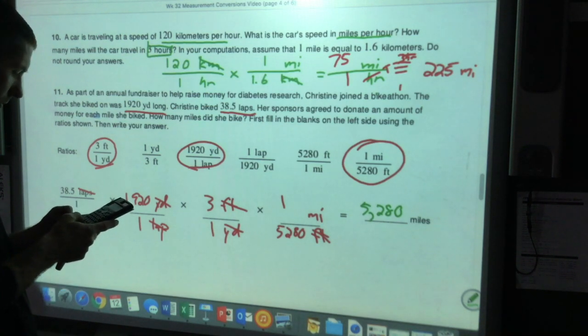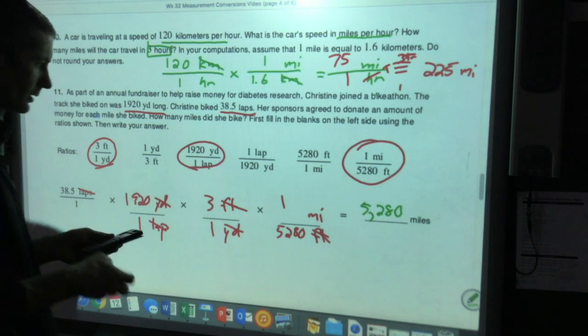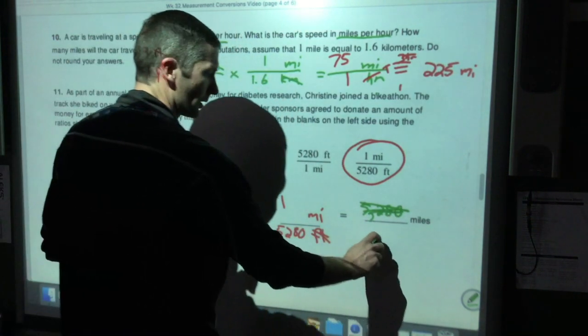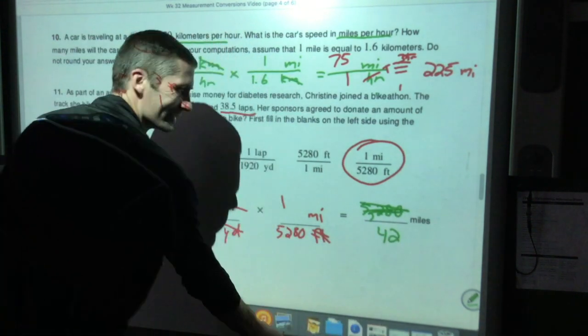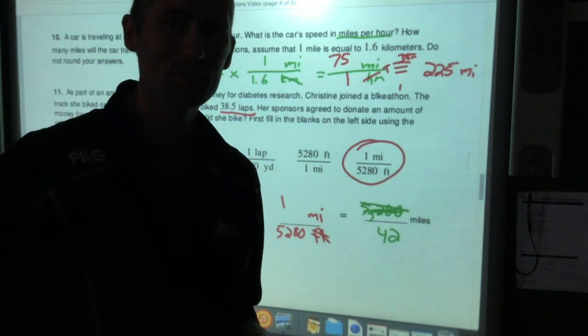38.5 times 1,920 times 3, divided by 5,280. Okay, that gives you 42. I messed up with my calculator. I did my calculations wrong. 42 miles makes a lot more sense than 5,000 miles. Even I make mistakes sometimes.